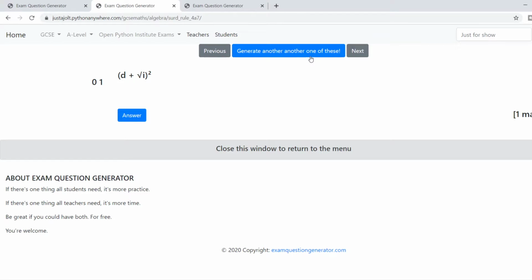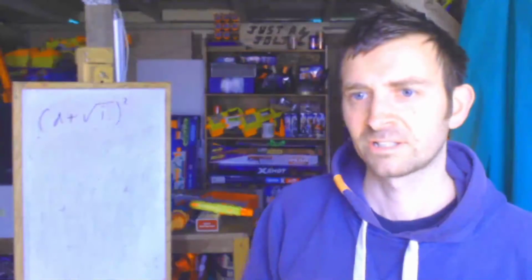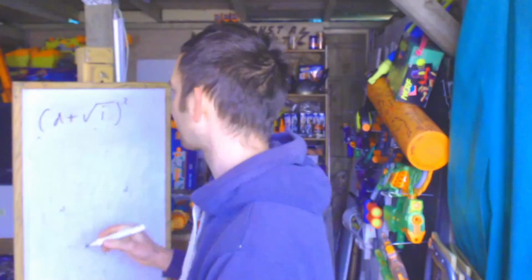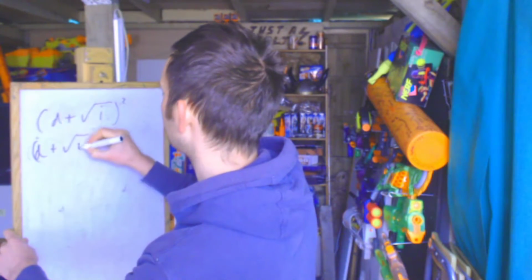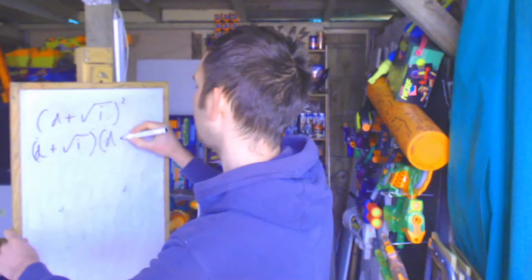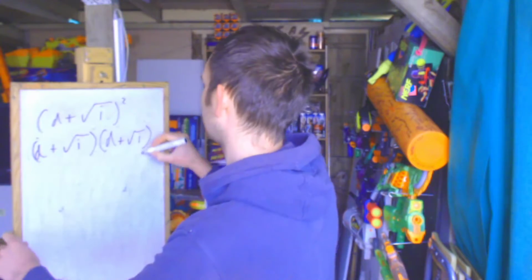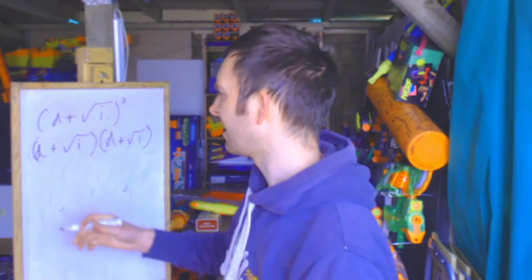Okay, so this time we've got d plus root I. I'm going to scrub all this off the board quickly. There we go, (d plus root I) squared. It's on the board now, and let's take a look at that. So again, we can write this out as d plus root I times d plus root I. So writing it out like so, and then let's expand it.